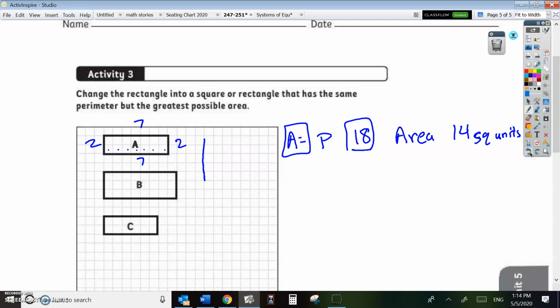Okay, there's 5 for our height. Let's do 4 for the base. So 1, 2, 3, 4, 5, 6, 7, 8. 1, 2, 3, 4, 5. So this has 5 and 4. So the new rectangle has an area of 20 and the same perimeter.